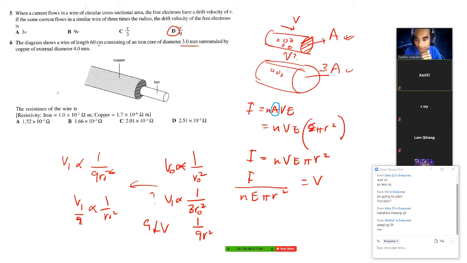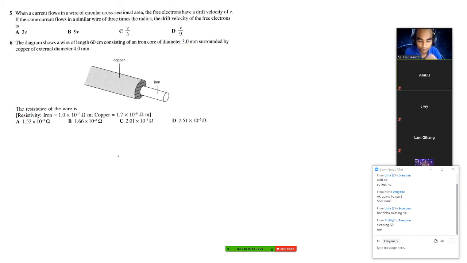Okay, the resistance of the wire, this is resistance R. The wire's resistivity, the symbol of resistivity is rho. Okay, and the copper is 1.7. So we erase the text, the drawing first.